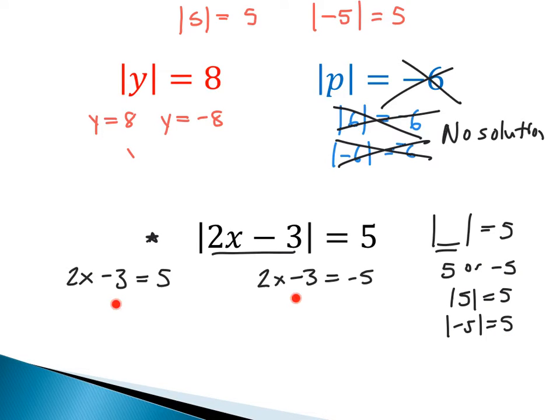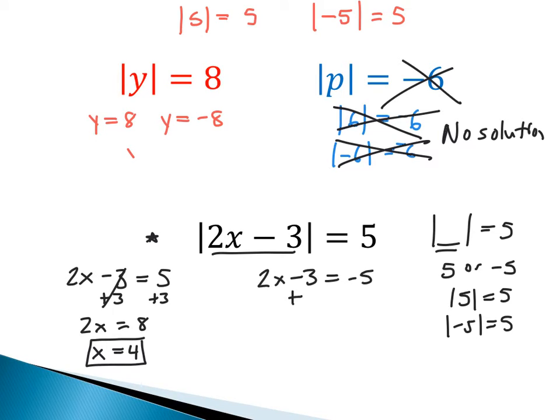So what I'm doing here is I end up having to solve two separate equations. So let's go ahead and do that. This one, I'd have to add 3 again to both sides, and I get 2x equals 8, and therefore divide by 2, you're going to get x equals 4.